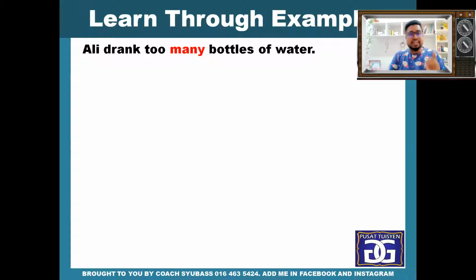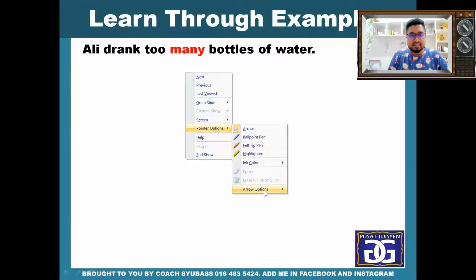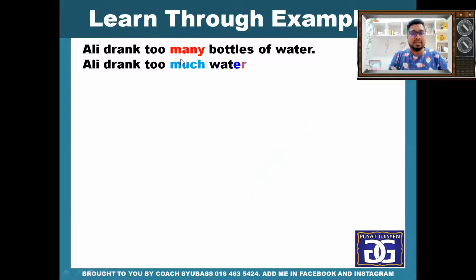Okay, so Ali drank too many bottles of water. Okay, menggunakan ayat ni, kalau kita perhatikan, kita telah guna perkataan many dalam ayat ini disebabkan many boleh digunakan dengan countable noun iaitu bottles. Bottles menunjukkan banyak. So, banyak botol-botol air. Okay.